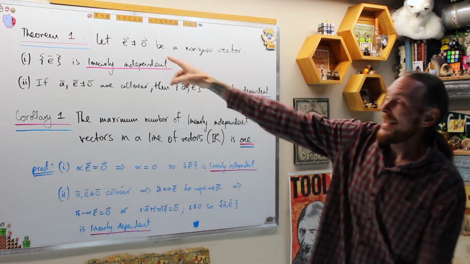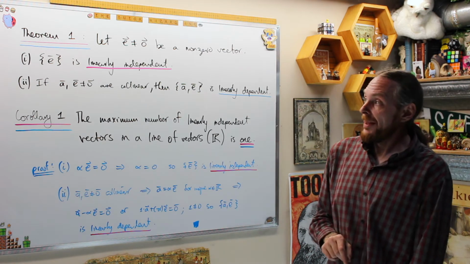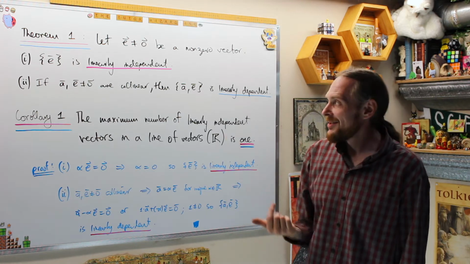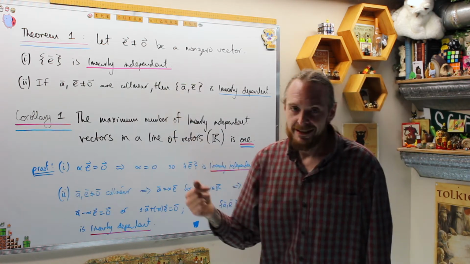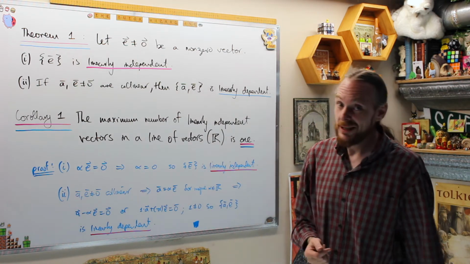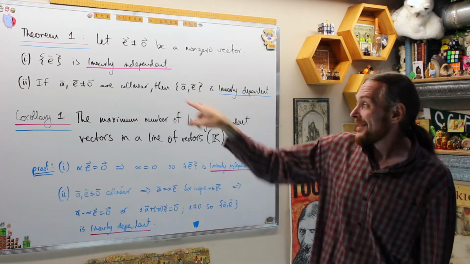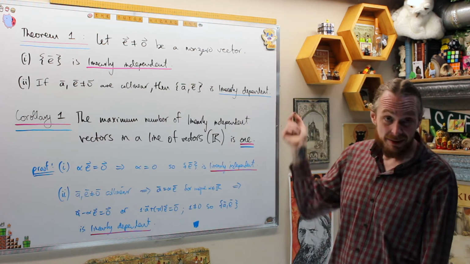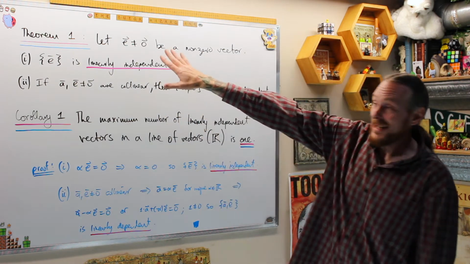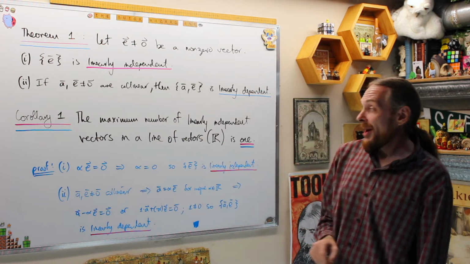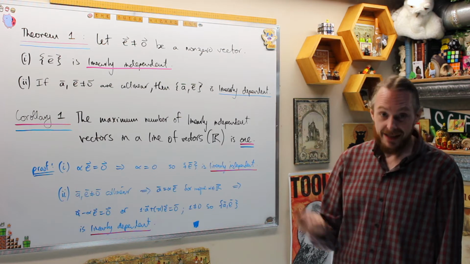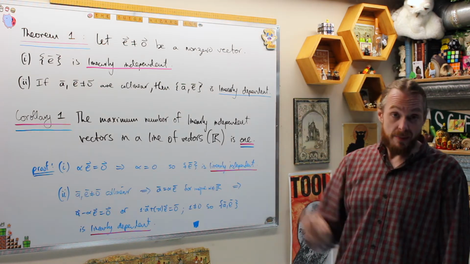Theorem 1 says, let E be any non-zero vector. Then 1, the set consisting of a single non-zero vector is always linearly independent. And 2, if I have two vectors which are collinear, i.e. in the same line of vectors, then a set of those two vectors is automatically linearly dependent. Why is that useful to us? Corollary 1 says, as an immediate consequence of this theorem, the maximum number of linearly independent vectors in a line of vectors is 1. And this is why a line is one-dimensional. That's going to be the definition of dimension in a second.